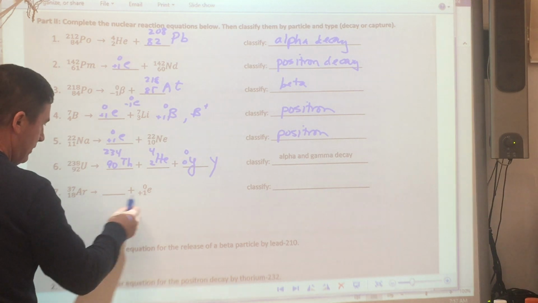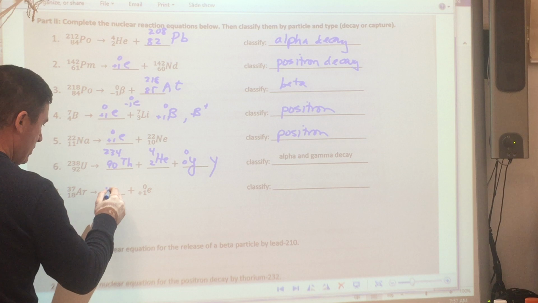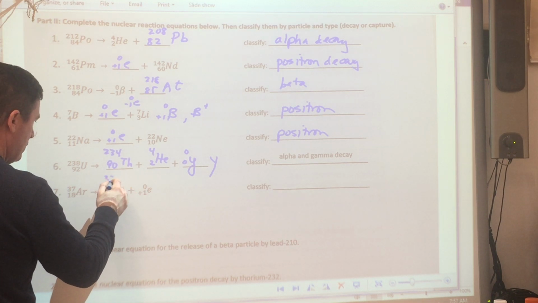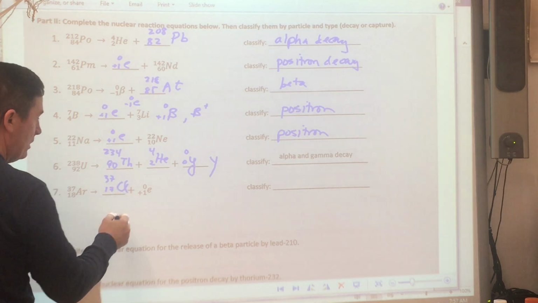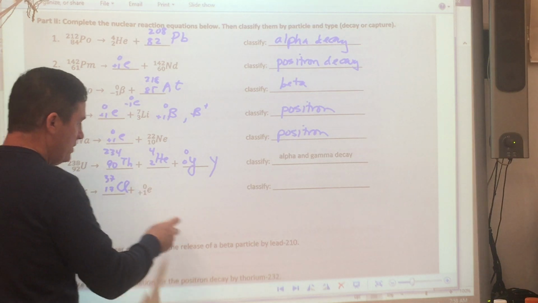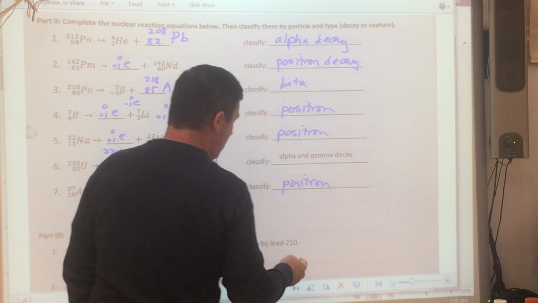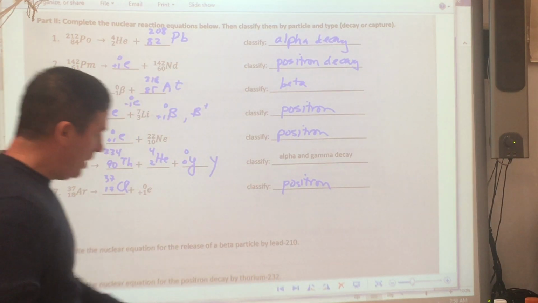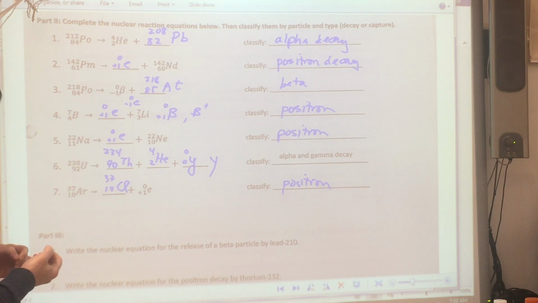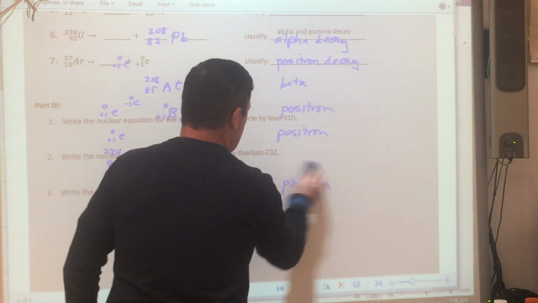All right, argon. So that's a positive 1, so this has got to be 1 fewer. 17 plus 1 is 18, and that's a 0, so that's a 37. And chlorine is 17, and we recognize this as a positron. So hopefully you didn't find too much trouble with those. I'm going to move this up. These are good practice for Table N. Move that up as much as I can.